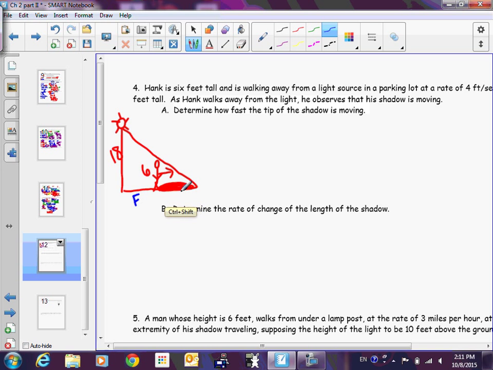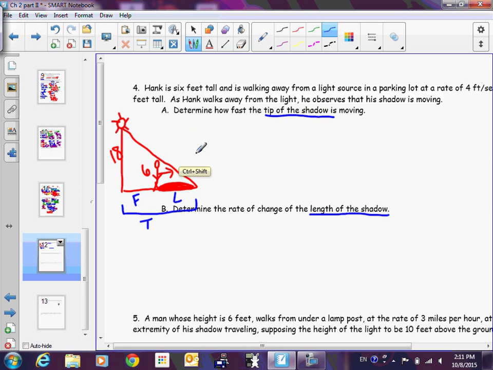We could use S for shadow, but that's going to get confusing because there's 2 things having to do with the shadow. If you notice, parts A and B tell you. One is how fast is the tip of the shadow moving, and one's the length of the shadow. So let's call the length of the shadow L instead of S. And the tip of the shadow would be represented by this T. The tip of the shadow would be so far apart from the light source. T could also stand for total. All right, you can use any letters you want here. These are just the letters that I'm going to use when we do these.